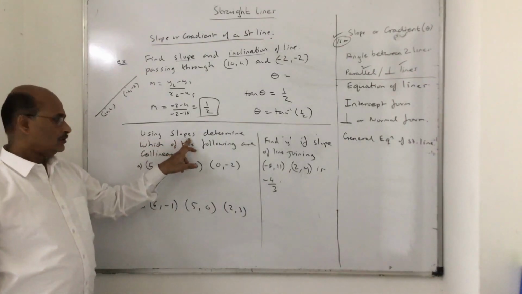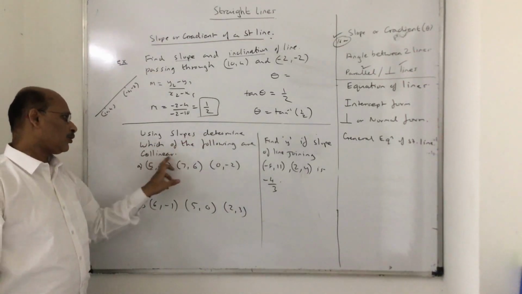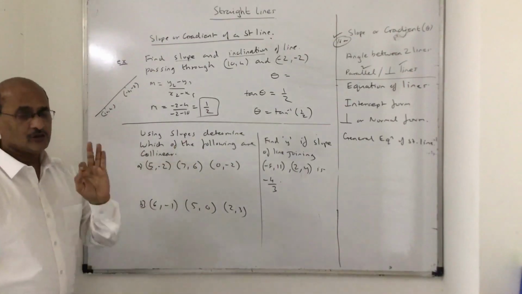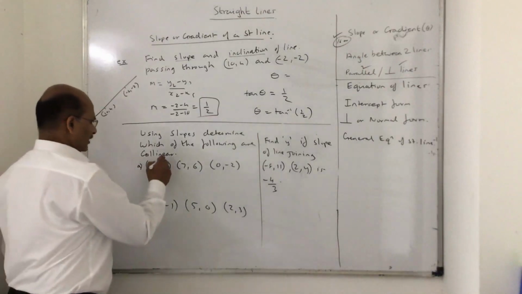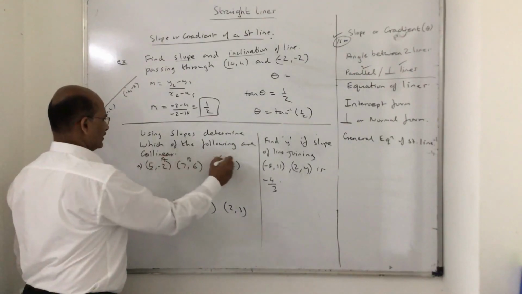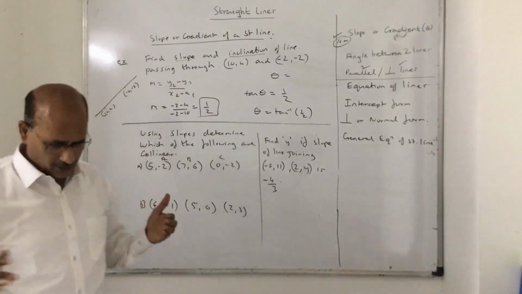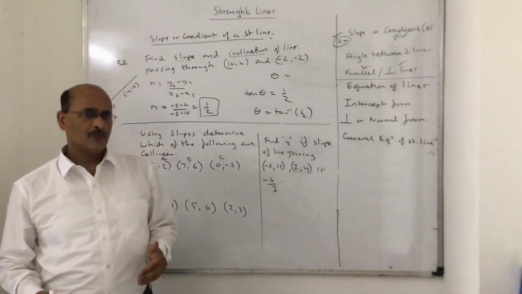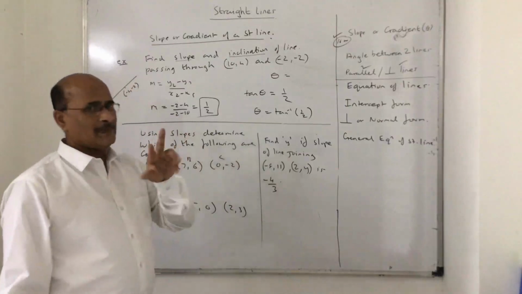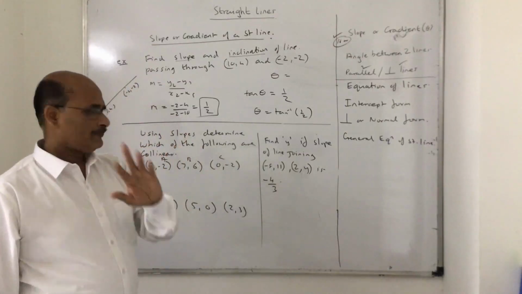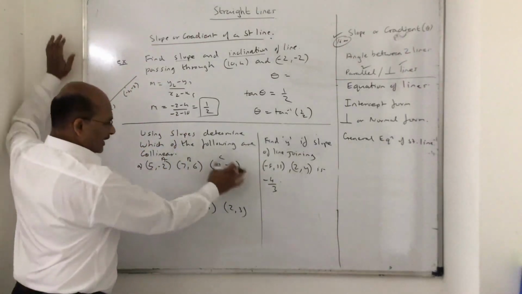Using slopes, determine which of the following are collinear. Not using slope. Now what I am going to do is, suppose I take these points A, B and C. Collinear means what? Can you tell me what collinear is? Collinear points themselves mean they are lying in a straight line. So when two lines are parallel, the slopes have to be the same. So I will find AB and BC.